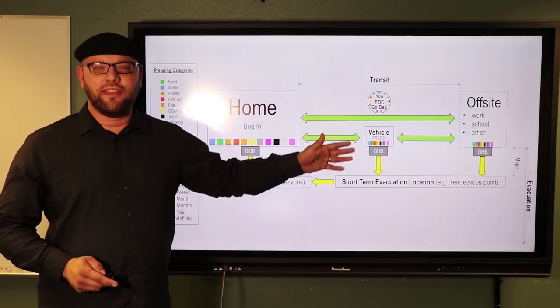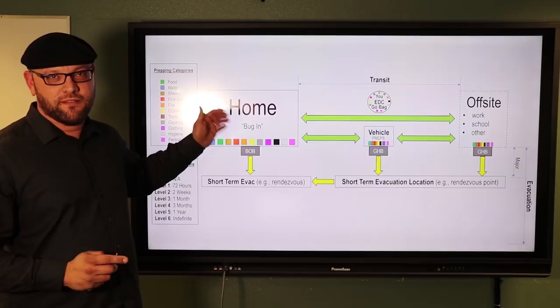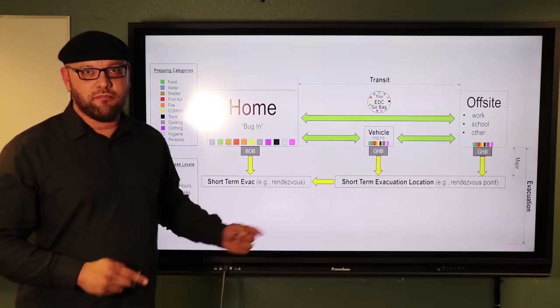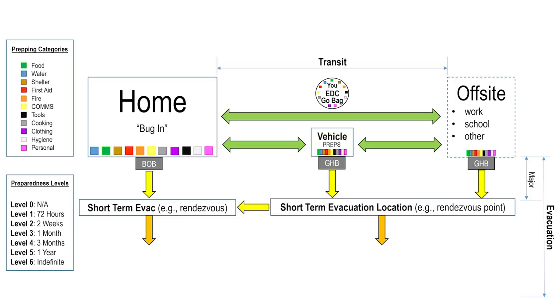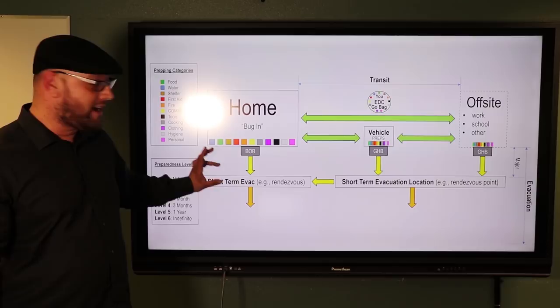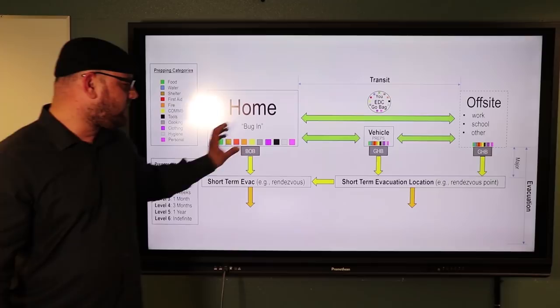Now there might be some scenarios that are even worse than some kind of fire or earthquake. Maybe it's no longer safe to be at your short-term evacuation location. Maybe there's civil unrest or something like that. So you might have to start thinking about evacuating from that location as well. So it's no longer safe to be in your home, and it's no longer safe to be at your short-term evacuation location. Whether you're outside of your office, outside of your vehicle, or outside of your home, you have to get a little bit farther away from that.